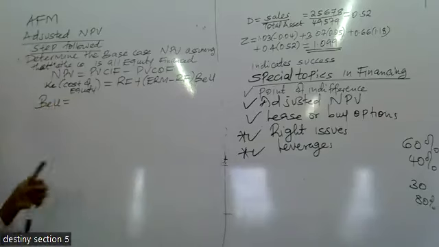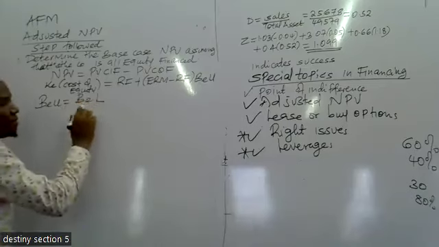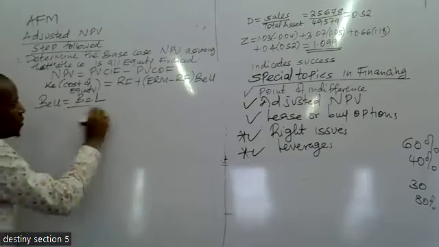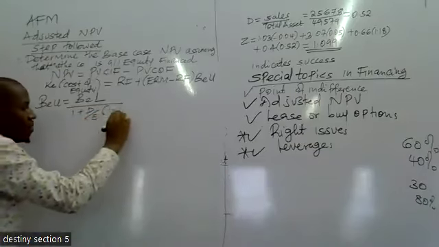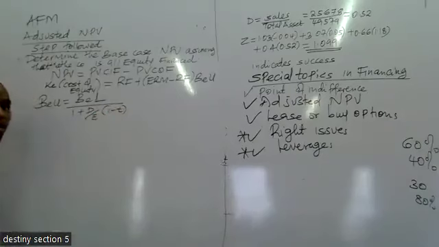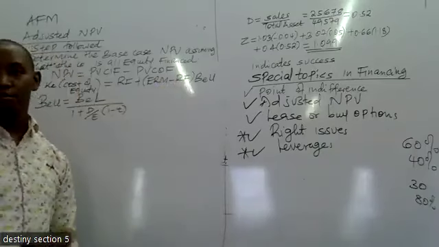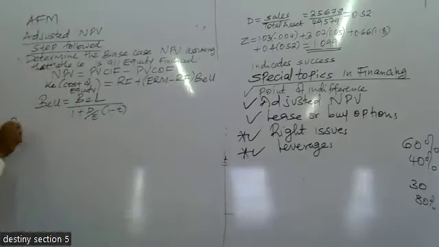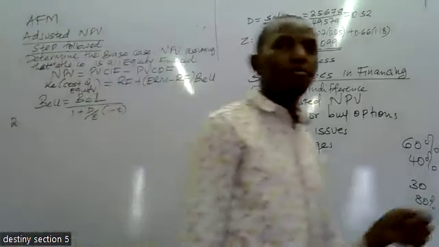We use the Hamada model. You get this by taking the beta of equity levered, which you talked about, and you divide by 1 plus the proportion of debt over equity, times 1 minus taxation. That is how we'll be able to get the beta of equity unlevered. Now, that is step number 1. Step number 1, you determine what we call the base case NPV.